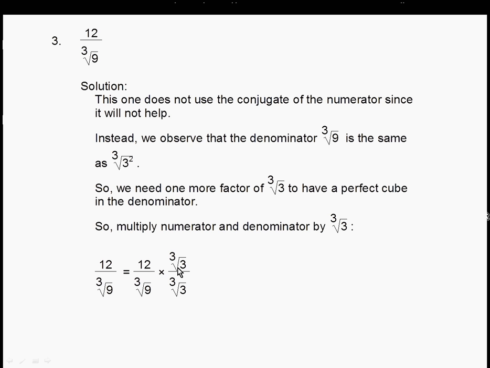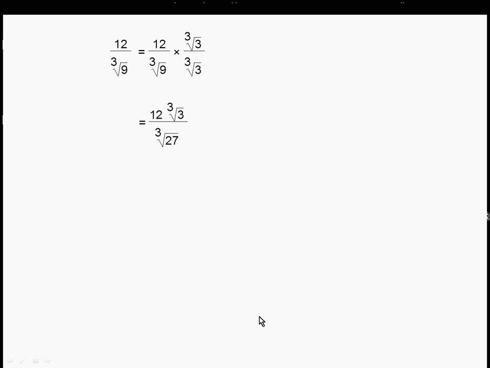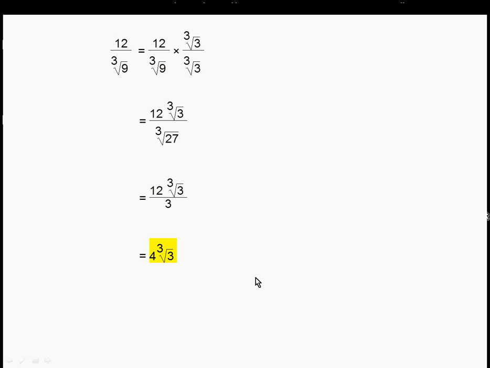So the numerator becomes 12 cube root of 3. The denominator becomes the cube root of 27, which remember 27 is 3 cubed. So the cube root of 27 is 3. I can simplify. 12 over 3 gives me 4. So I have 4 cube root of 3.